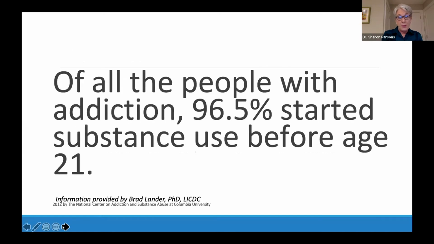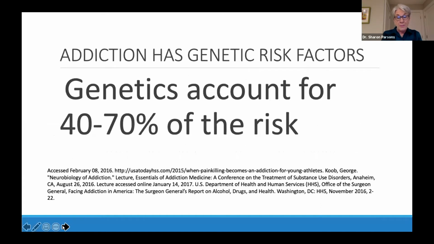And of all the people with addiction, 96.5% started substance use before the age of 21, in that sweet spot of an age. And genetics account for 40 to 70% of the risk. I mean, if you notice, alcoholism will tend to run in families. Addiction of any kind tends to run in a family.